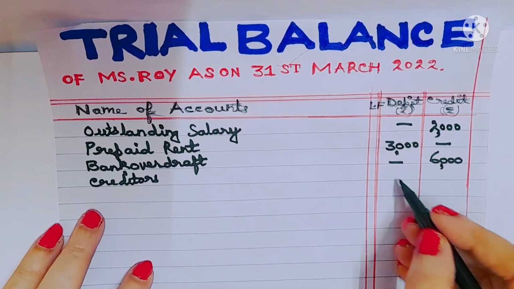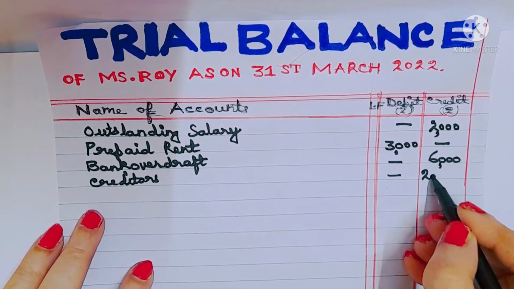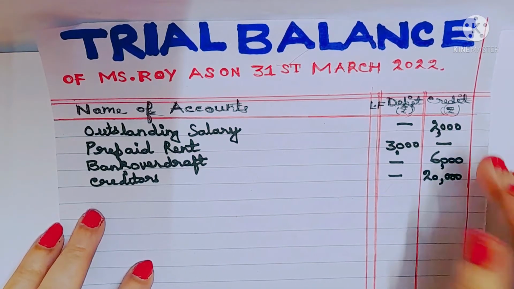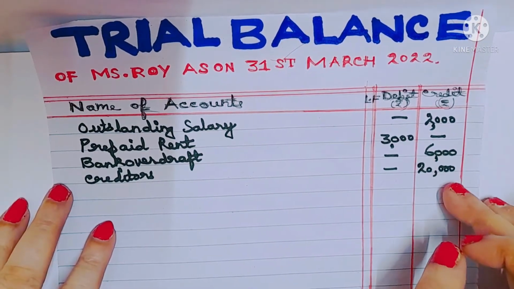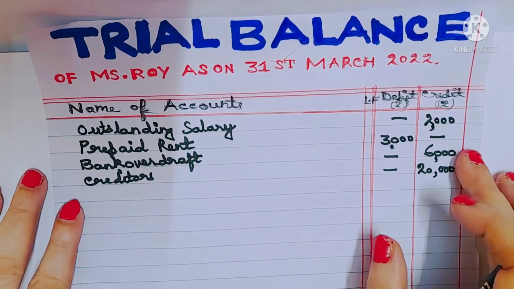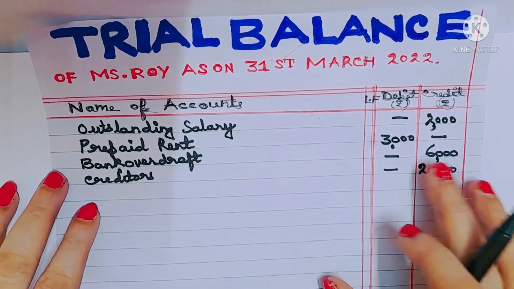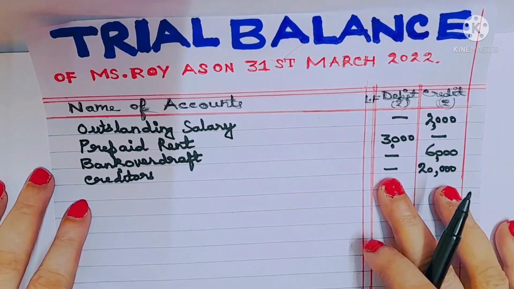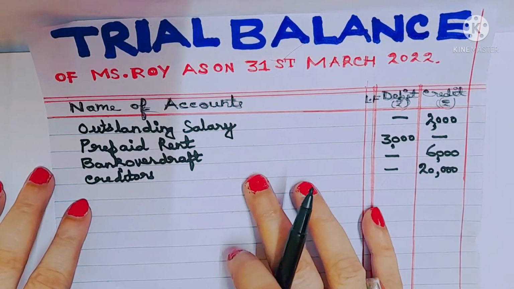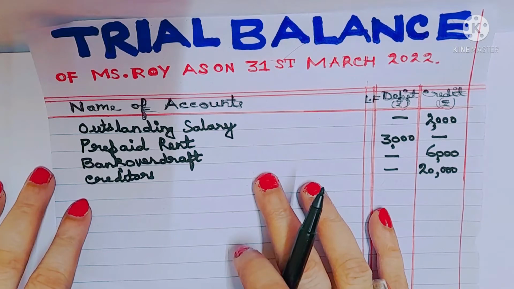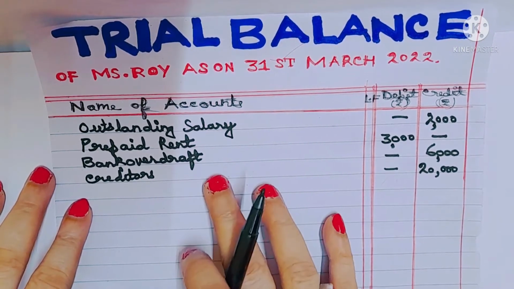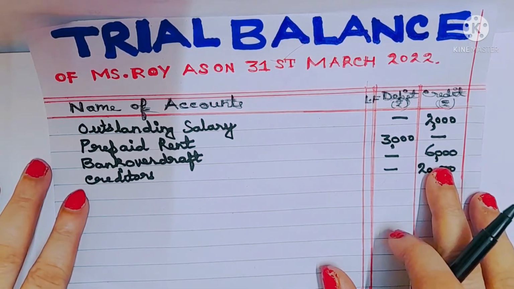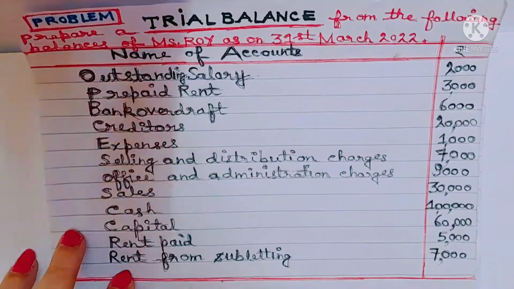Creditors is a credit balance, 20,000. That is the reason we are writing 20,000 in the credit column. Why is creditors a credit balance? Because creditors falls under personal account. According to personal account, the giver of the benefit is credit. So creditors will be credited. Understood? Let's see the next account.